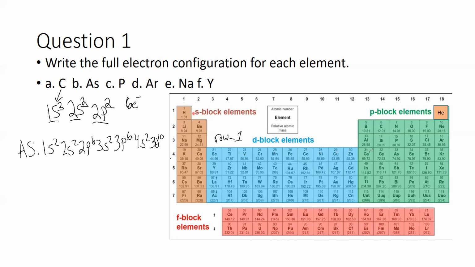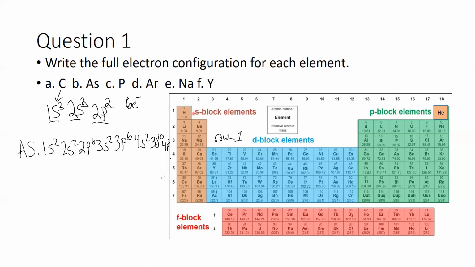Then once we're back in the P block, we're back with the row number. So this is 4p1, 4p2, 4p3. So the full electron configuration of As is 1s2, 2s2, 2p6, 3s2, 3p6, 4s2, 3d10, 4p3. Remember, all this is saying is how many electrons we have in each different orbital. So 2 in the 1s, 2 in the 2s, 6 in the 2p, and so on and so forth.